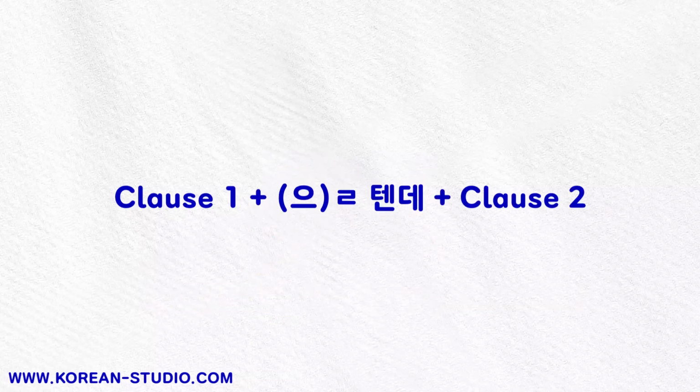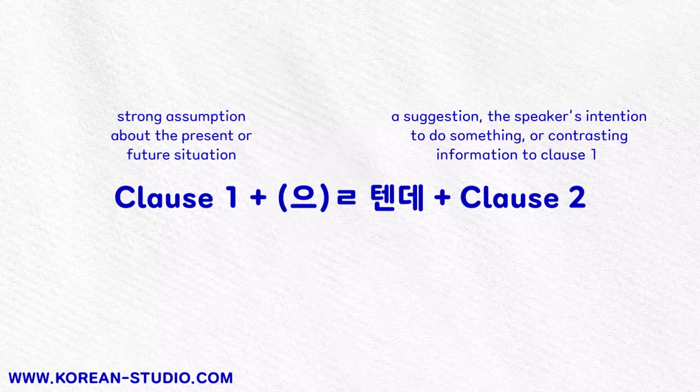So when we use 을 텐데 to join two clauses, we're indicating the speaker's strong assumption in the first clause, and this strong assumption can be related to the present or future situation. And this first clause provides background information to what the speaker is going to say in the second clause. The information in the second clause may be a suggestion or the speaker's intention to do something, but it can also contain information that contrasts the first clause.